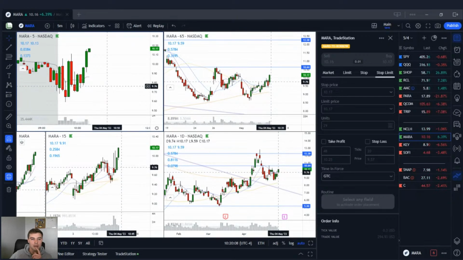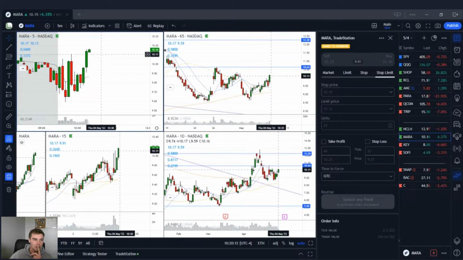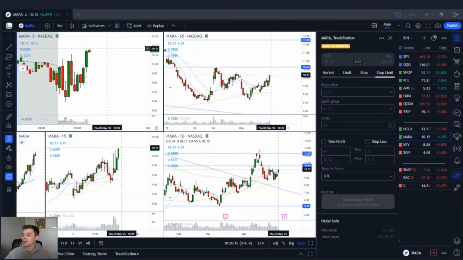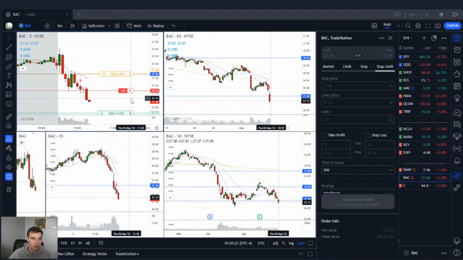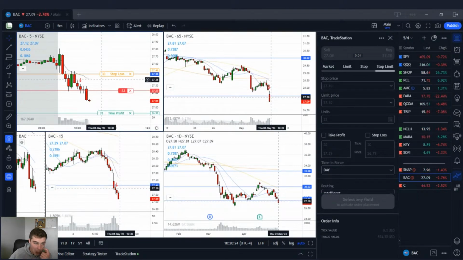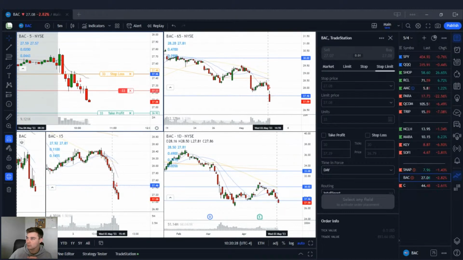MARA's looking all right as well as a long trade. So keep an eye on this one. Like I said, I do want some more protection. It would be great if I could get a target on one of these. That would really give me some protection. But if not, I'm gonna hold off and wait.